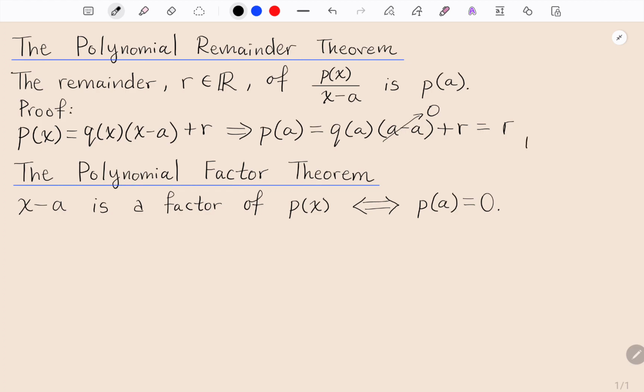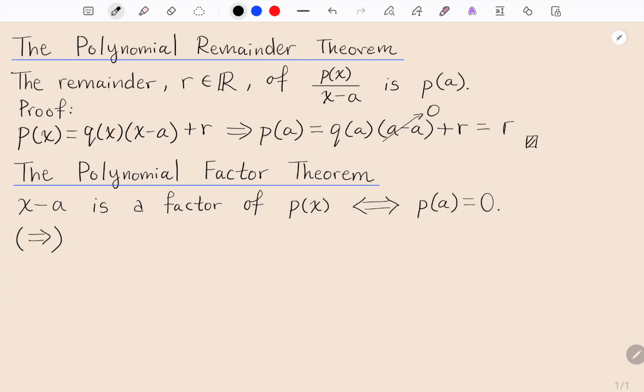And this is very helpful because it is used in the proof of the polynomial factor theorem, which states that x minus a is a factor of p of x if and only if p of a is equal to 0. So this is a biconditional, it's two directions. So what we have to do to prove this theorem, because this is an if and only if, is prove both directions.